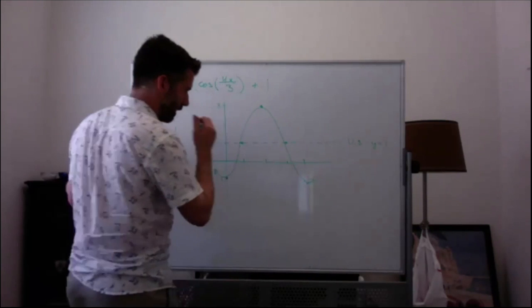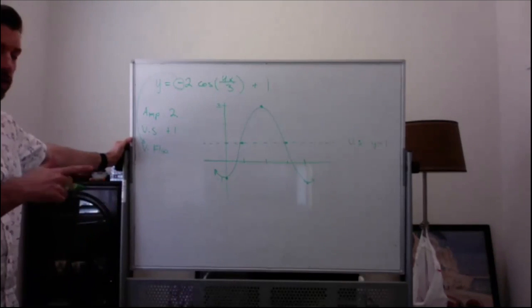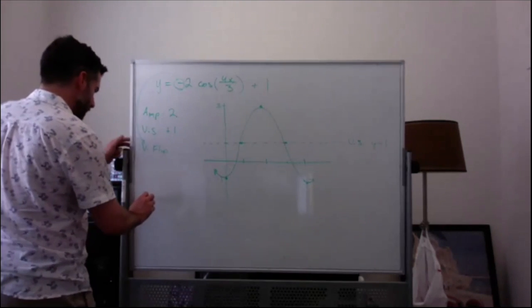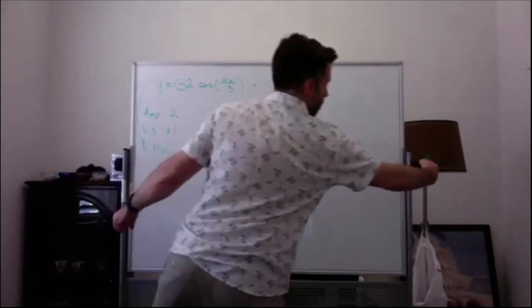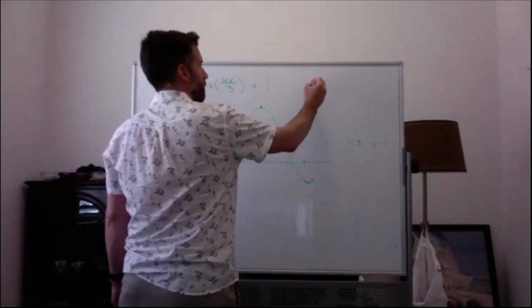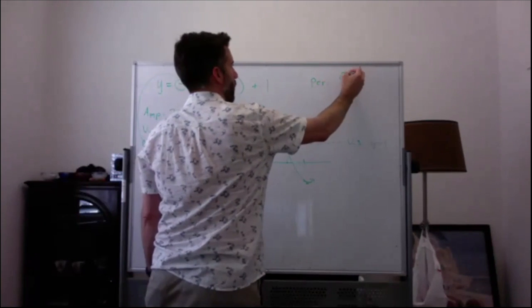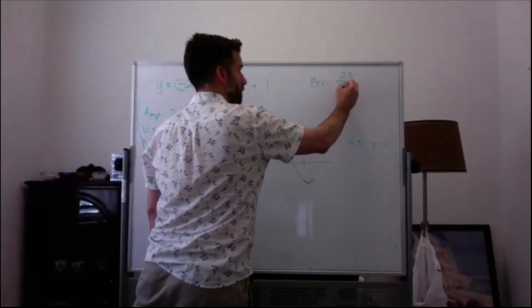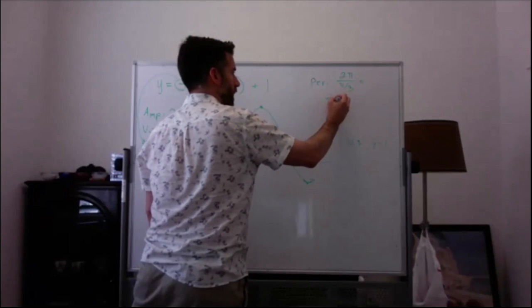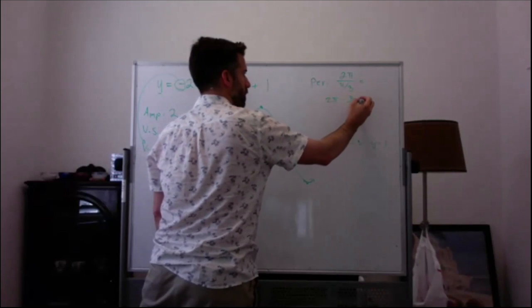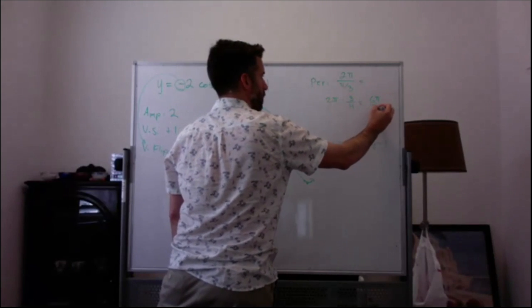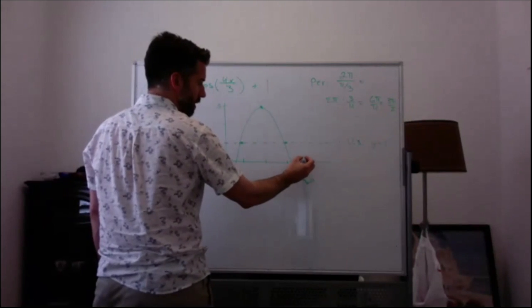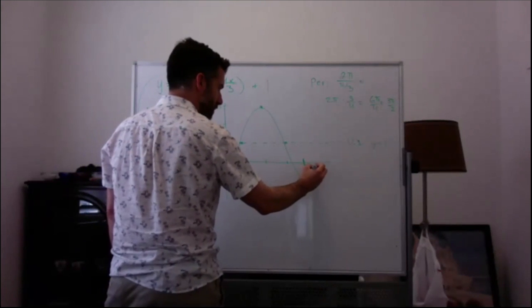So there's what this looks like. There's my flipped cosine function that shifted up 1, has amplitude 2. The period I'm going to fill in now. The period is going to be 2 pi divided by the coefficient 4/3, which is the same as 2 pi times 3 over 4, which is 6 pi over 4, which reduces to 3 pi over 2. So the end of my one period here is going to be 3 pi over 2.